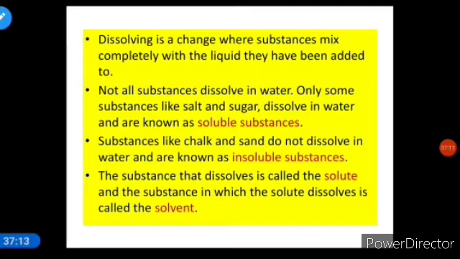So you can understand these two. The substance that dissolves is called the solute, and the substance in which the solute dissolves is called the solvent. Which one is solute and which one is solvent? You may be a little confused, but see here, which one dissolved. For example, if we dissolve sugar in water, that sugar is the solute, and the water in which the sugar is dissolved is the solvent.